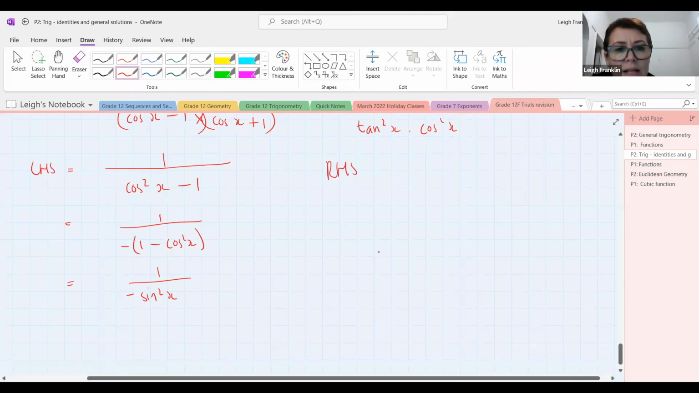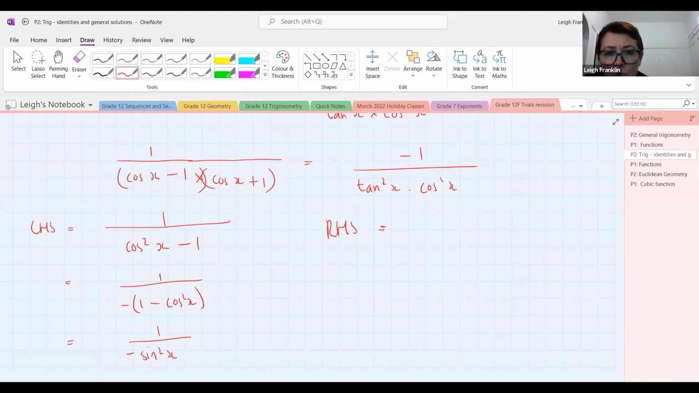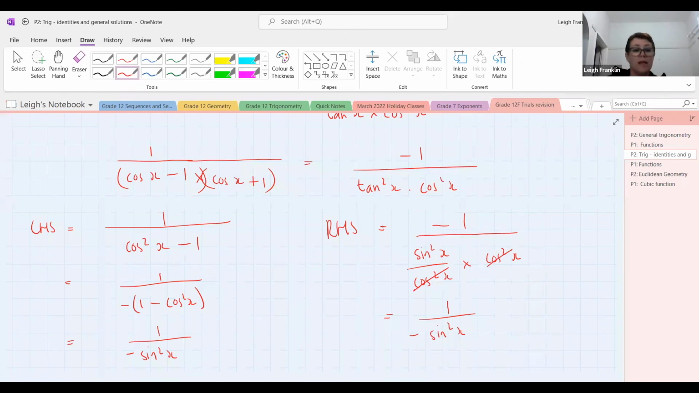On the right-hand side, I would write tan squared x as sine squared x over cos squared x. Then you're multiplying that by cos squared x. So something at the bottom with something at the top. And then here you go, 1 over. And it doesn't matter where you put the negative. Yes, that's what I got. Yeah, absolutely. No, but that's quite right.